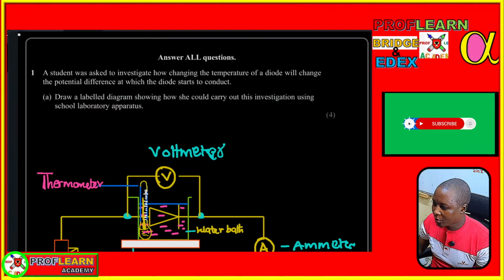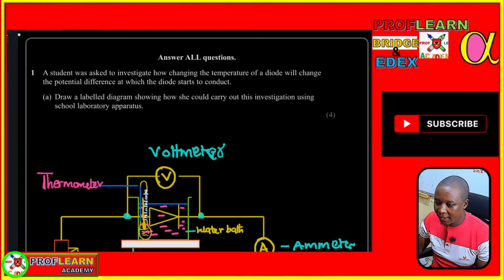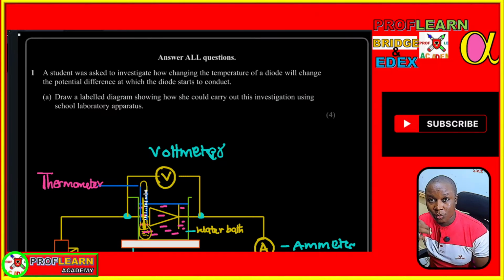Now, welcome to this final discussion of Unit 3 IAL Physics. We shall go through this paper. This is one of the papers that was done in one of the years, so that we can have a chance to look at how the questions are asked and what the best practice is that you can use in order to maximize the marks.